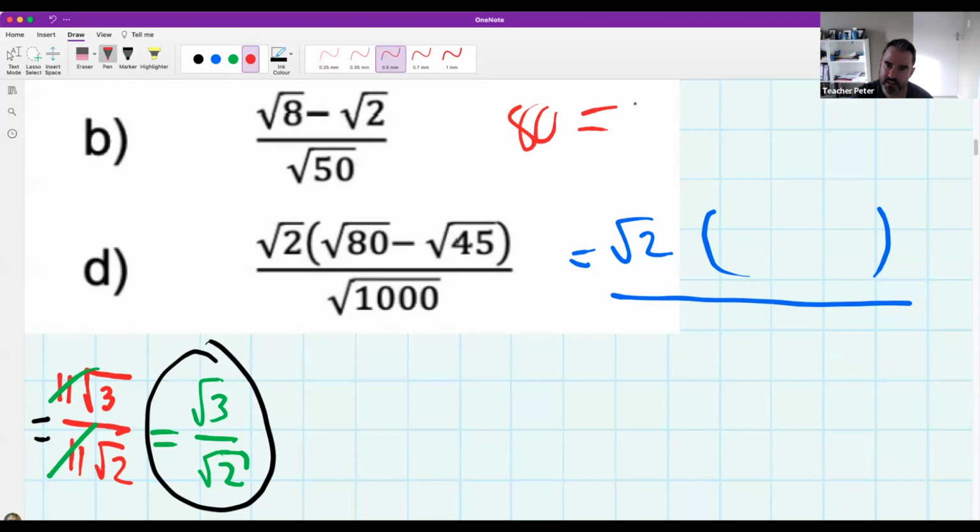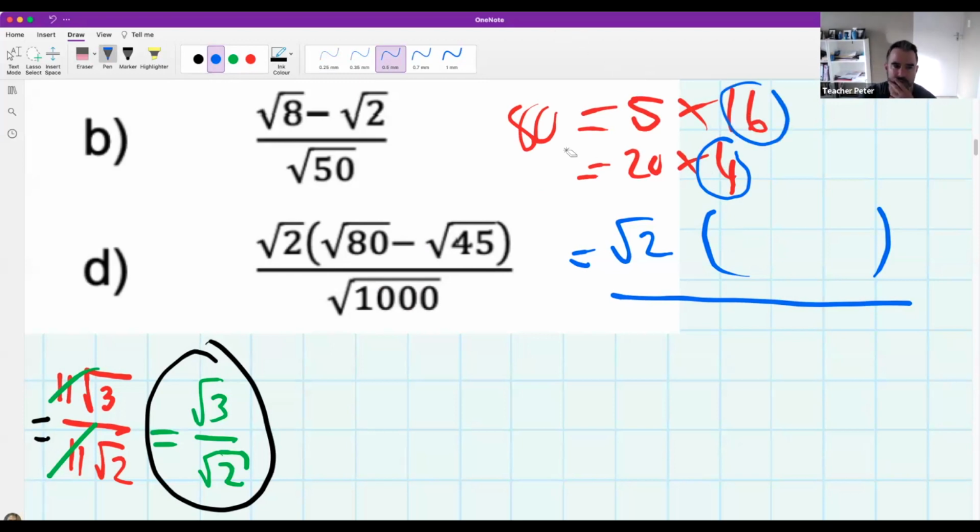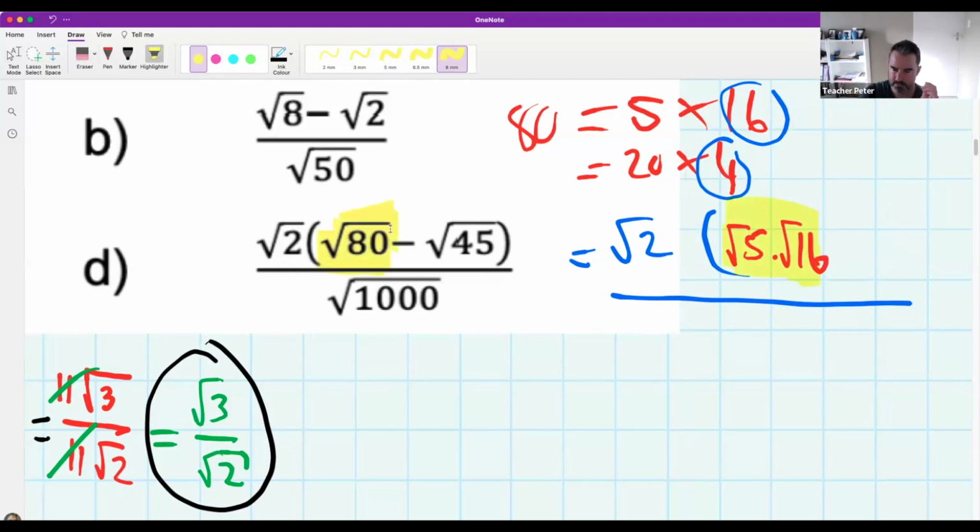80 can be either 5 times 16, or it can be 20 times 4. Which one should I use? The 20 times 4 or the 5 times 16? Both seem like they have a square in it. Okay. The people in the room, Amelia and Lichang, have said 5 times 16. And you know what? Because I'm feeling more confident, I'm going to start skipping a step. I'm going to say, look, I now have square root 5 times square root 16. And I know that that bit is the same as that. Okay, so that's because I'm feeling like I understand surds a bit more.